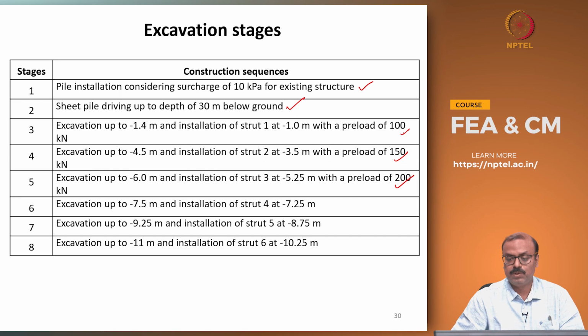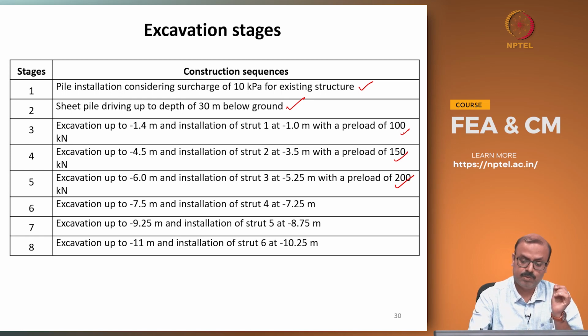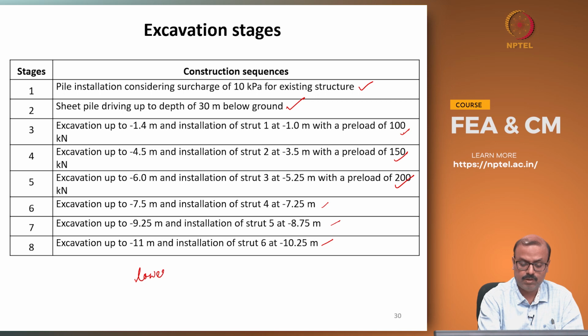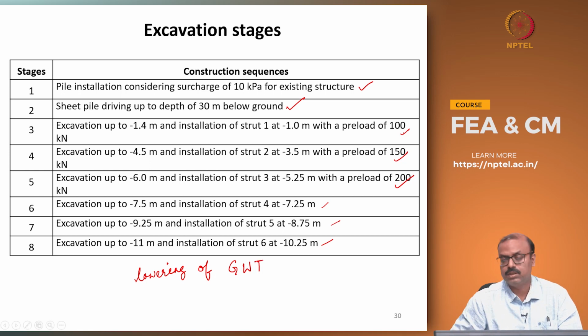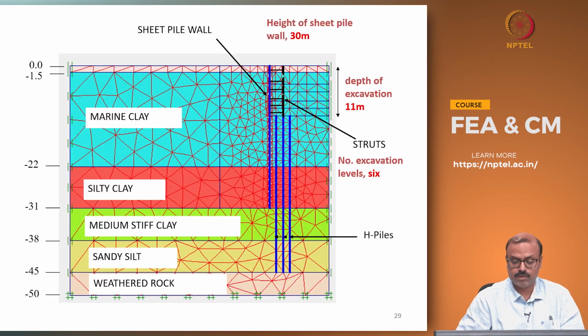As you can notice, the preloading amount increased. Again, this is data that came from the actual site. The preloading of the struts increased to control the deflection of the sheet piles, and then beyond 7.5 meters you simply install the remaining struts. One of the major issues here is that for each stage you have to lower the groundwater table. That accompanied this cutting, so we will discuss that also.